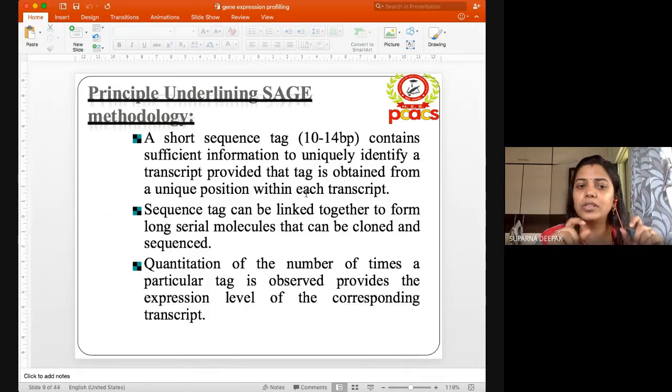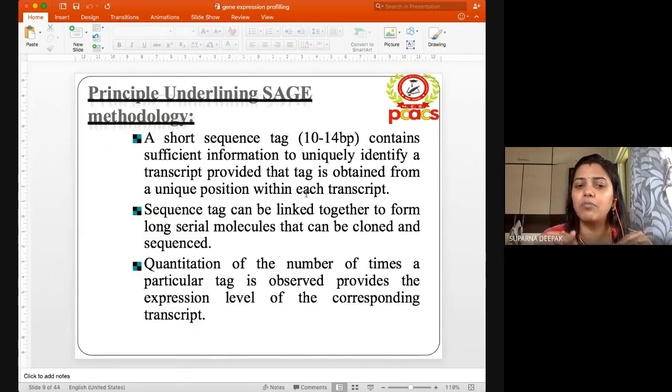In this case also, whatever unique tags are there, they are linked together to give you a long serial molecule which can be cloned, and then we can sequence it and find out how many times a sequence is present in that long concatemer. So if you find a sequence 12 times, that means there are 12 molecules of that mRNA in that particular cell. If I'm getting it 50 times, that means 50 molecules of that mRNA are present in that cell.